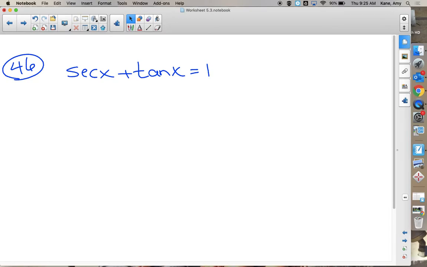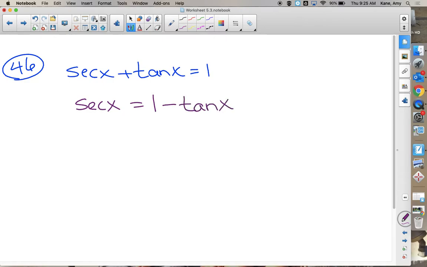But before we square both sides, let's take one of the functions to the other side. So we're going to move the tangent to the other side. So we're keeping the secant, and then we're going to have 1 minus tangent. So that kind of isolates your two functions. It gets one on one side, it gets one on the other. And then, as Colin said, we are squaring both sides.